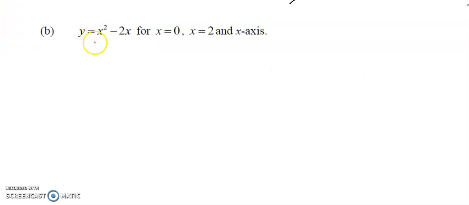For question 4b, I have a quadratic graph here. And the region is bounded by this quadratic curve, and x equals 0, x equals 2, and the x-axis. So the most important thing now is to sketch this quadratic curve. To sketch this curve, I need to get its roots first, easy for me to sketch. So to get the roots, I will make y equals 0.